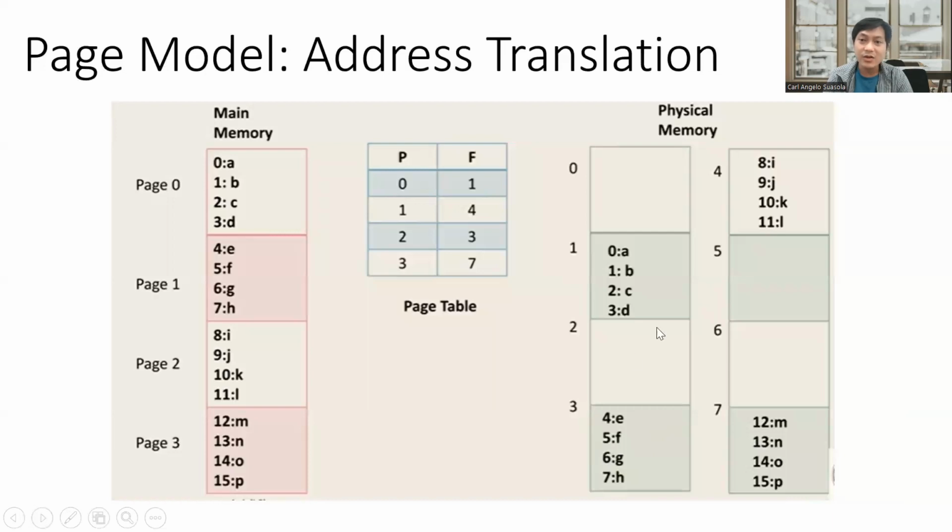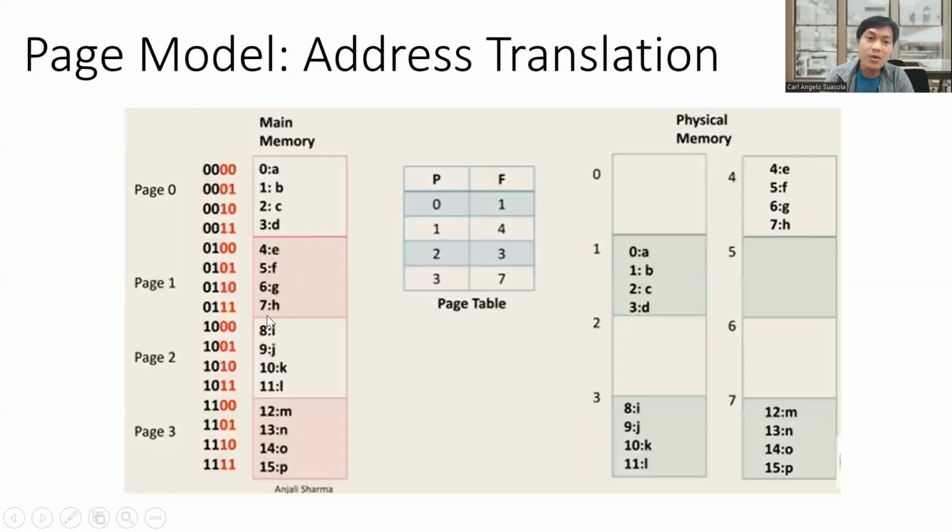From that, we can create a page table from this scenario. Page 0 can be located in frame 1, since that is where it was placed in physical memory. Page 1 will be allocated on frame 4, page 2 on frame 3, and page 3 on frame 7.